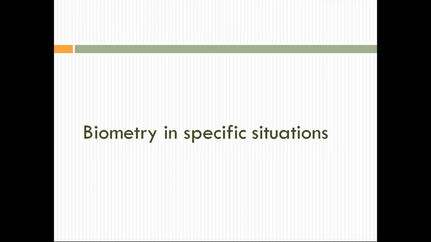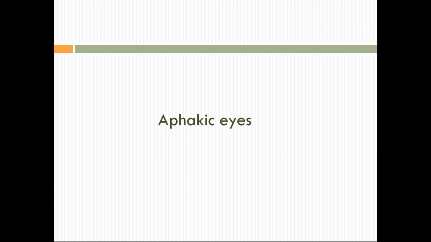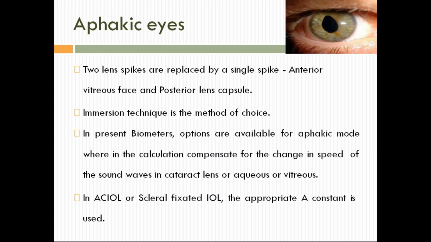So, discussing the main topic, biometry in specific situations. Aphakic eyes. We all know that two lens spikes are replaced by a single spike in between the anterior vitreous space and posterior lens capsule. For aphakic eyes, the immersion technique is the method of choice. In present biometers, options are available for aphakic mode, wherein the calculation compensates for the change in speed of the sound waves in cataract lens or aqueous or vitreous. In ACIOL or scleral fixated IOL, appropriate ACON stent is used.